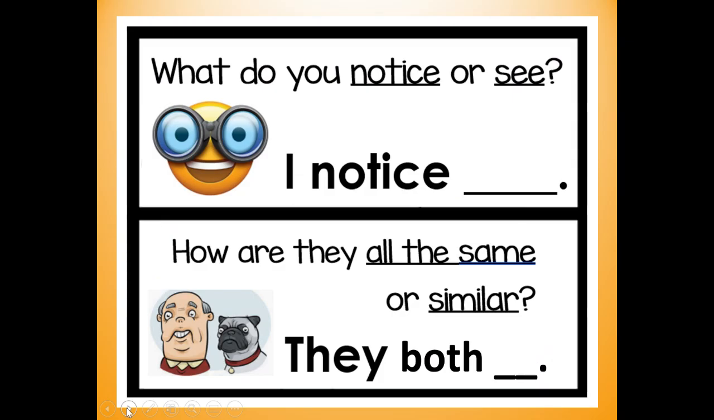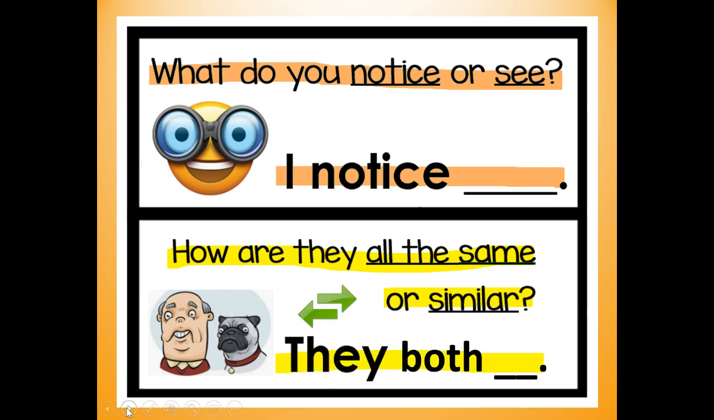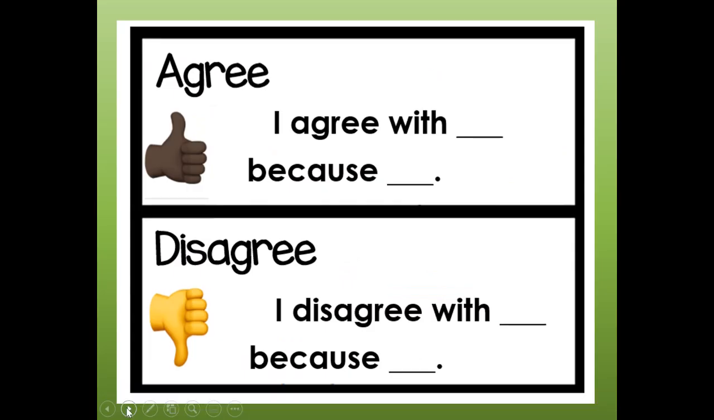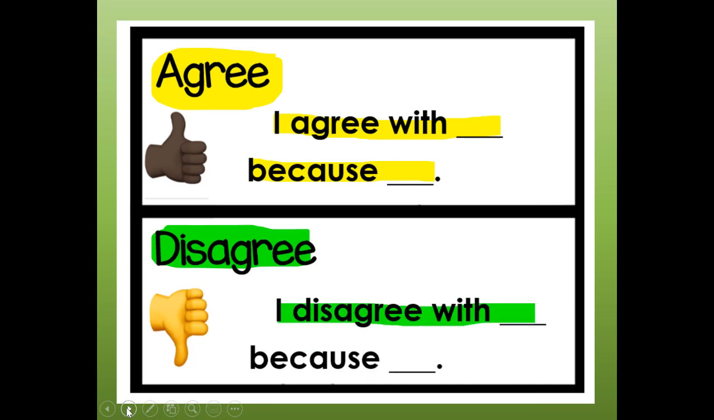For each pair of pictures, I'm going to ask the same questions. What do you notice or see? And you can say, I notice or I see. And then I'll say, how are they the same or similar? And you can say, they both, and tell me how they're the same or similar. If you have a partner at home or I'm your virtual partner, you can either agree with me and say, I agree with you because, or you can disagree. That's okay too. You can say, I disagree with you because, and tell me why.